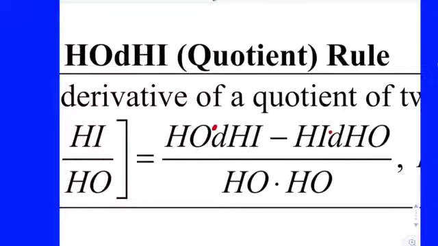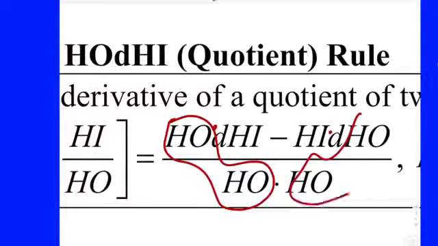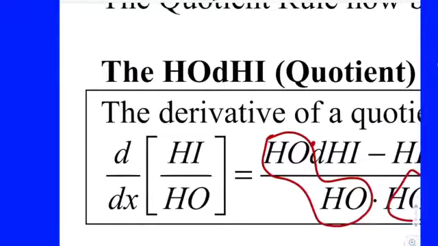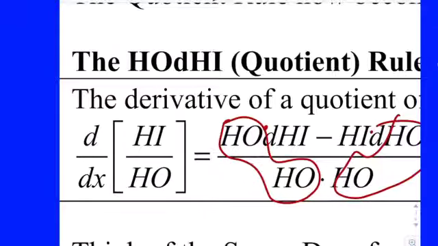Now you're not going to mess it up unless you say it's high-d-ho minus ho-d-high over high-high. The heck is that all about? No. Here's how you remember it. The ho's are on the outside. You start with the ho and you end with the ho. And the ho's are in the bottom. It's all about the ho's here, right? Not the highs. Ho-d-high minus high-d-ho over ho-ho. Start with the ho, end with the ho. You got ho's in the bottom. This is called the ho-d-high rule. It is not the high-d-ho rule. It's the ho-d-high rule. It's all about the ho's.